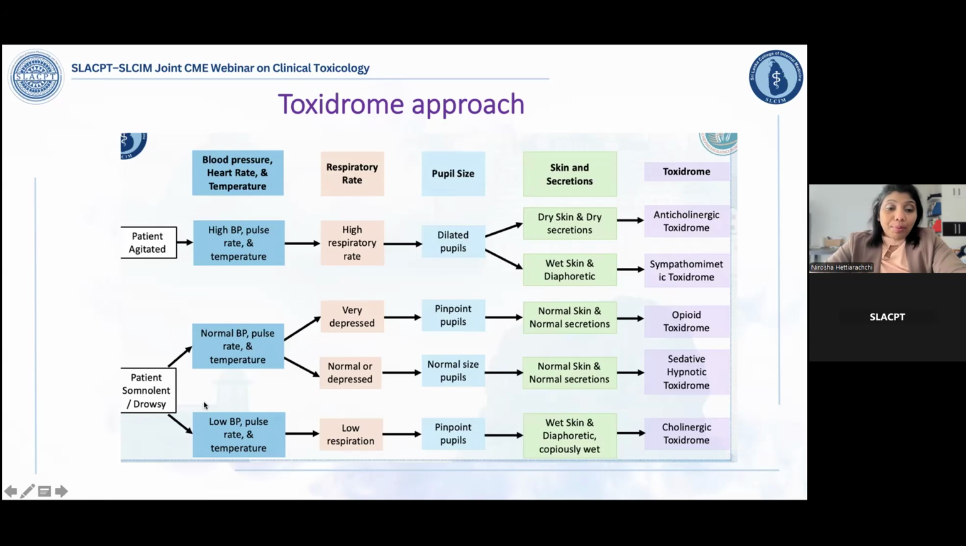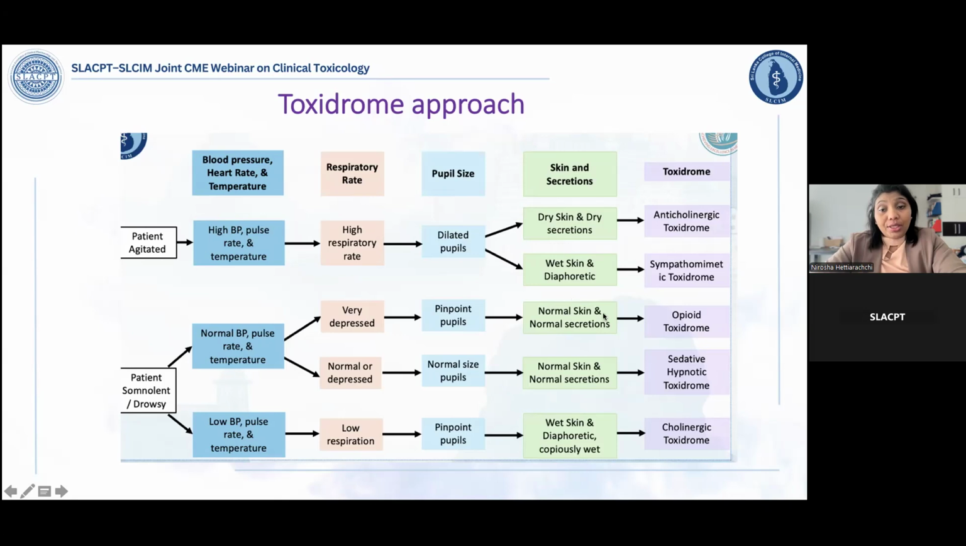So if your blood pressure is low, the pulse rate is low, and the temperature is low, probably because you're very wet with secretions, and you see pinpoint pupils, you think whether the patient is having a cholinergic toxidrome. But if your patient is more or less having a normal blood pressure, or sometimes low blood pressure also, with pulse rate and temperature, and your respiration is very depressed with pinpoint pupils, you have to think whether this patient is having an opioid toxidrome.